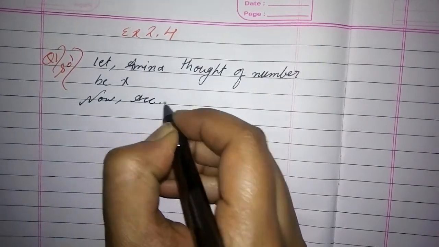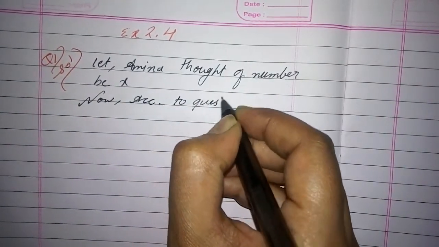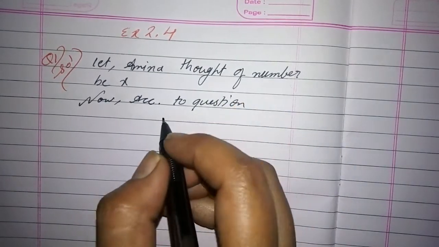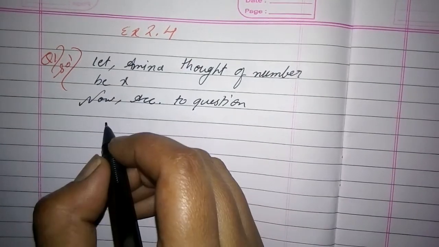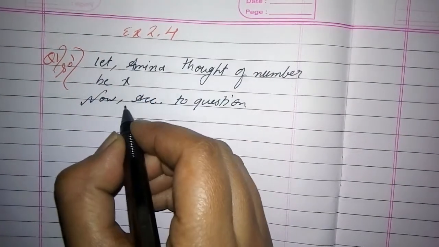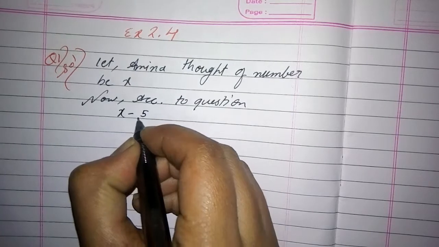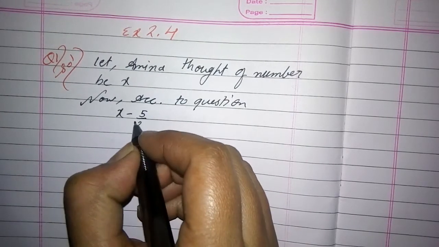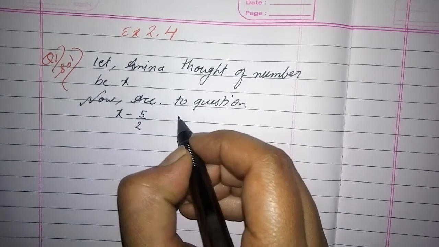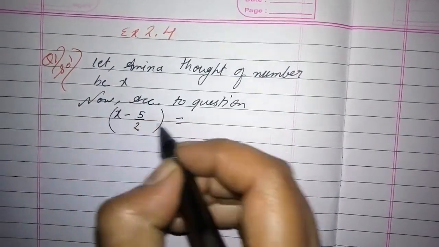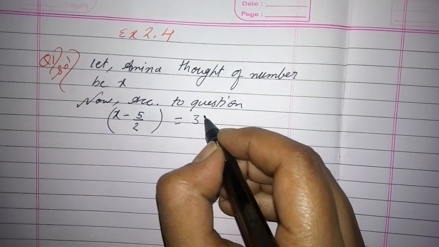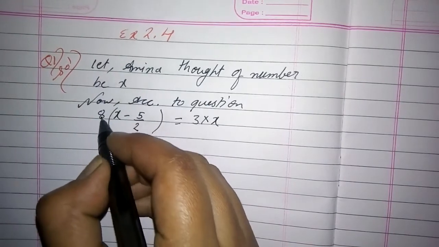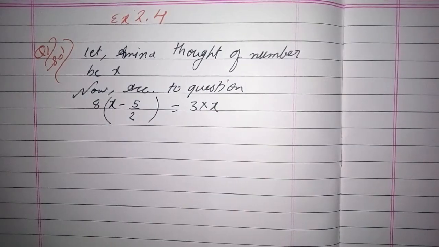Now according to the question, it is given, when we subtract 5 by 2 from the number which Amina thought, so Amina thought x, so x minus 5 upon 2. When we multiply it by 8, the result obtained is 3 times the number which she thought. So the number which she thought is x, so 3 times of x, and we have to multiply this bracket with 8. Now this is an equation.